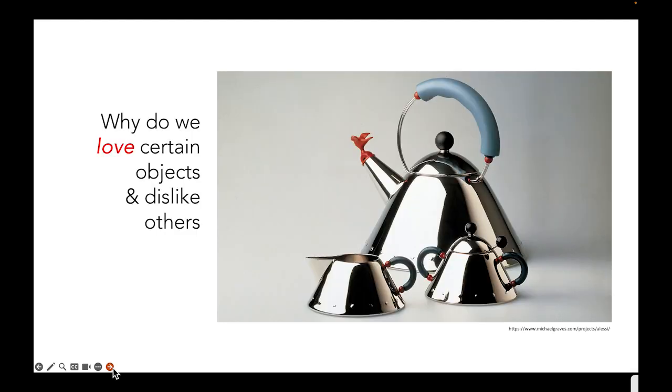Why do we love certain objects and dislike others? So as you know, I love this kettle. It's something about the material combination, the way the little bird whistles. I find the whole thing quite poetic, like when the water's boiling, the little bird whistles. I think it's very clever. It also is reminiscent of Bauhaus design, which is a period of design history which I really love. So I guess maybe that's why I like that object.